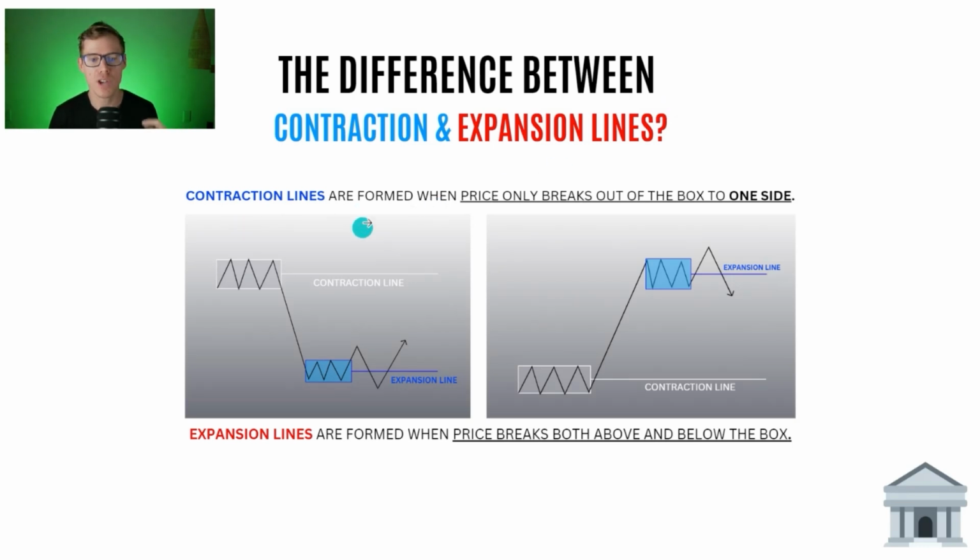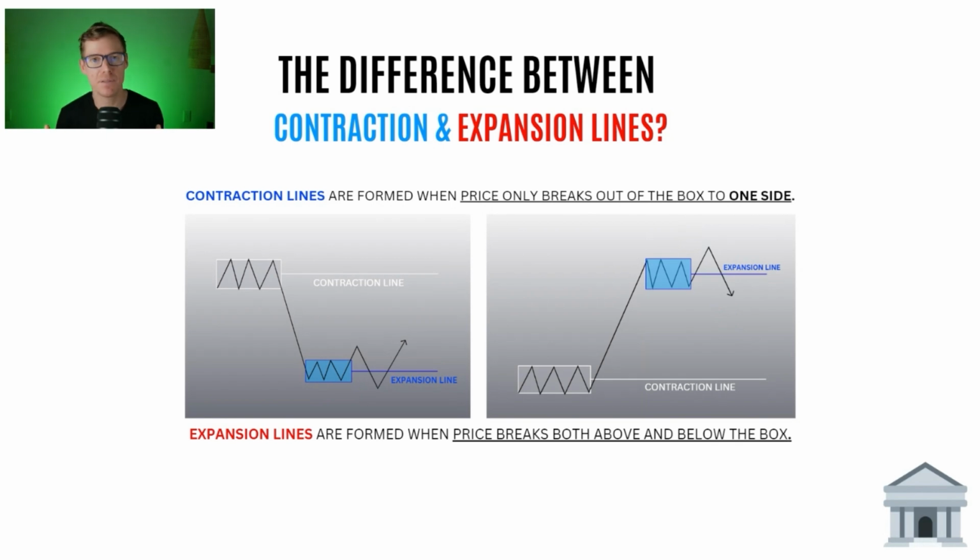So you can see contraction lines are formed when price breaks out of one side of the box. This usually forms a one-legged breakout expansion. Price can usually just expand onto one side. How expansion lines are different is that price breaks out the top of the box and below the box, starting to form this whipsaw formation when it breaks above and below, above and below.